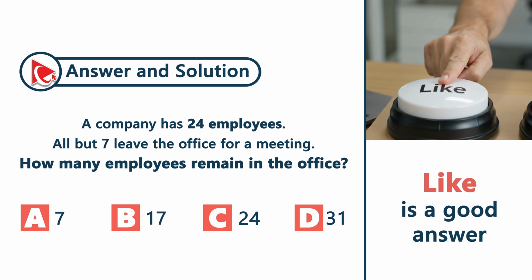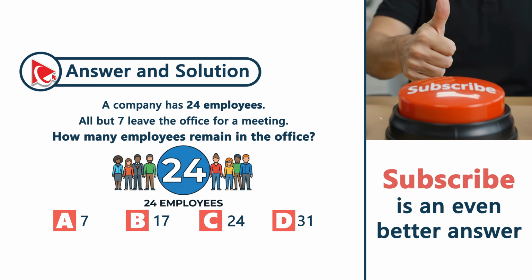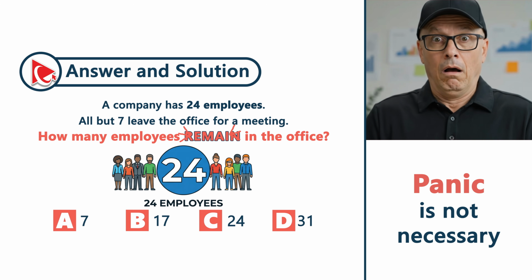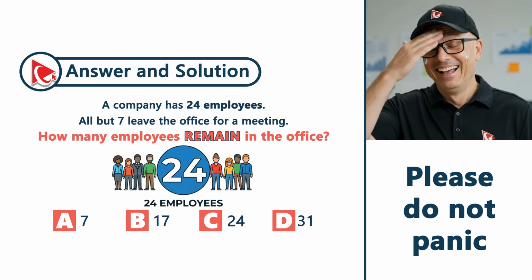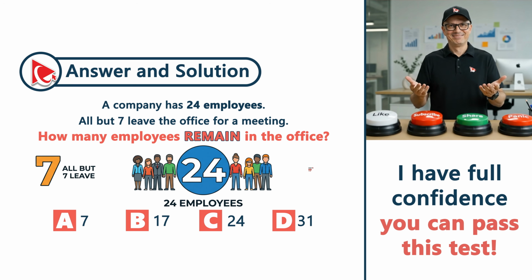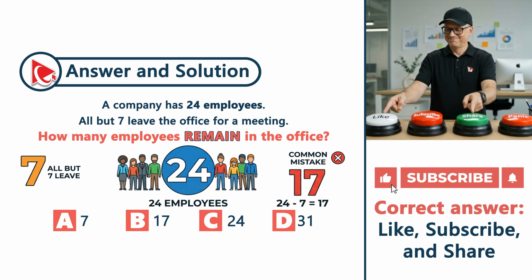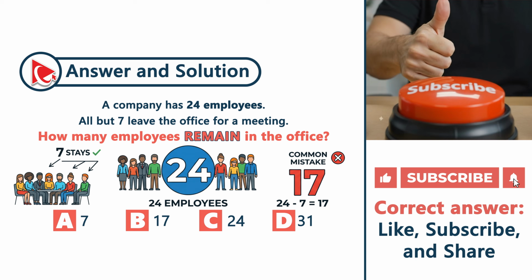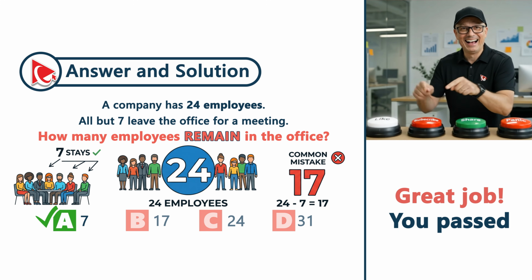This question's tricky, so I hope you got to the correct answer. To solve this, you first need to identify what the question is asking. This particular question asks how many employees remain in the office, not how many employees left for the meeting. And the key phrase here is "all but 7." A common mistake is choosing 17, because 24 minus 7 equals 17. But the phrase "all but 7 leave" already tells you that the number who stayed is 7. That's why the correct answer here is choice A, 7.